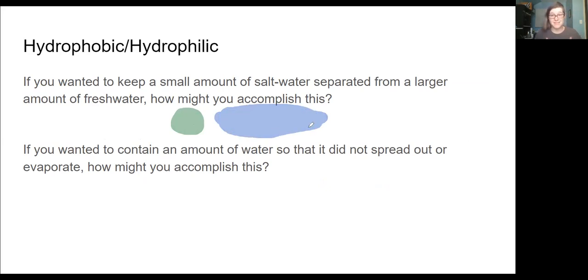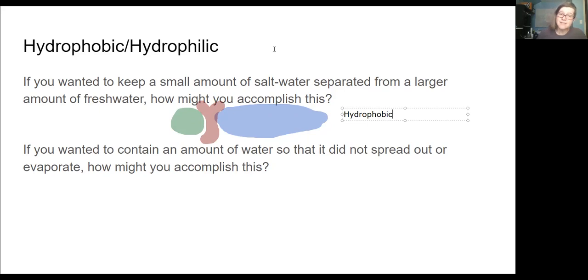Well, the problem is water mixes together. Salt mixes with water. So if I just leave them on their own, they're not going to work. They're going to come together and they're going to start to mix. So I need to put something in between them. And if I want them to not mix with the something, you know that something needs to be hydrophobic. So a hydrophobic barrier or a hydrophobic thing around the salt water would probably work.